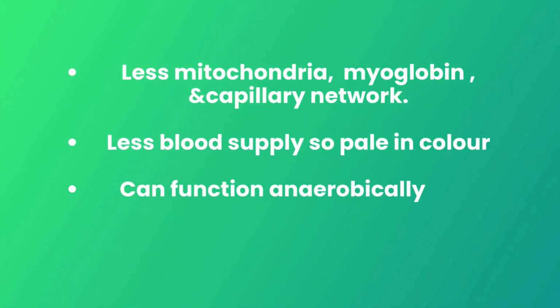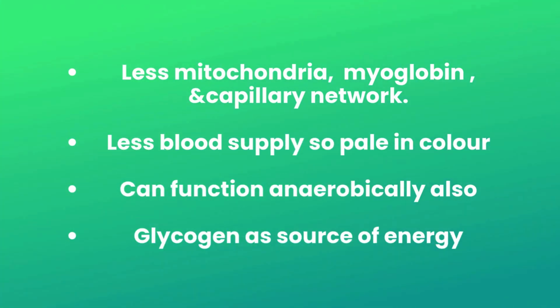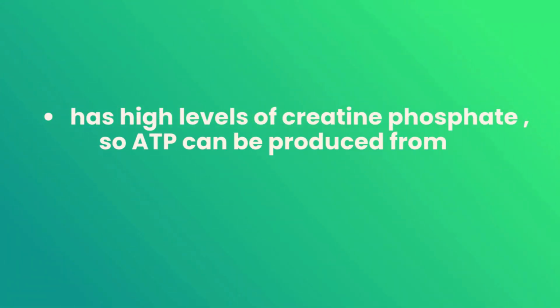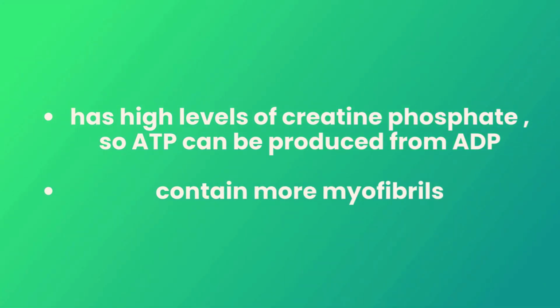Can function anaerobically, also glycogen as source of energy. Has high levels of creatine phosphate, so ATP can be produced from ADP. Contain more myofibrils.